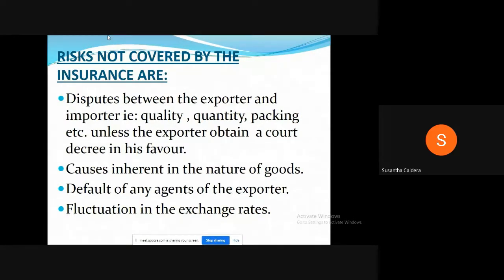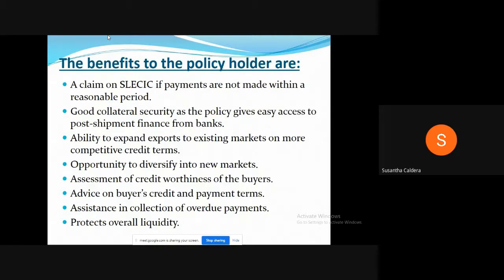Default of any agents of the exporter. If the exporter has done a mischievous thing, for example the agent has collected the money from the buyer and has not paid the money, that is not covered. Fluctuation in the exchange rates is also not covered. The benefit to the policyholders is a claim on SLESIC if payments are not made within a reasonable period.